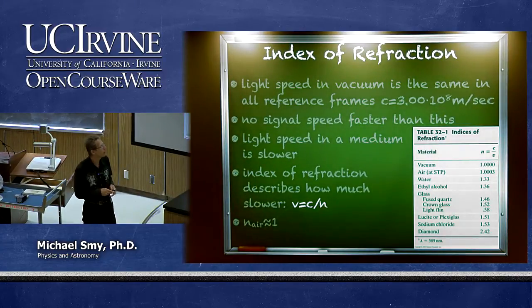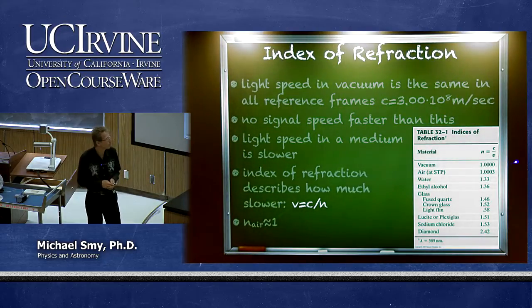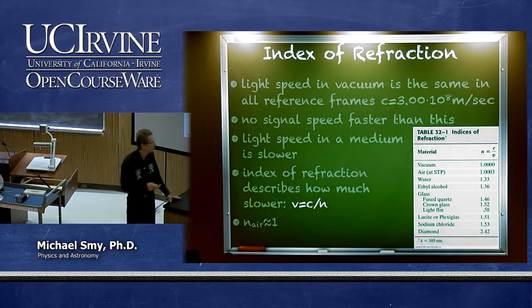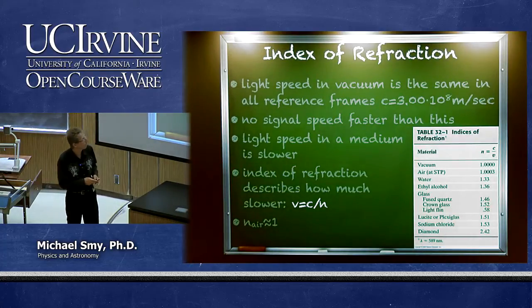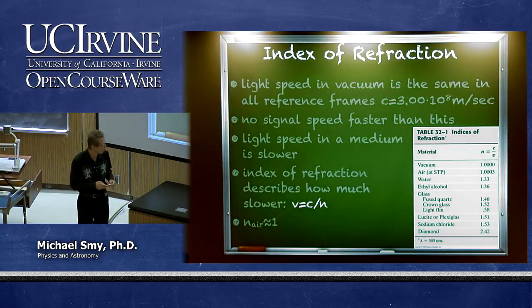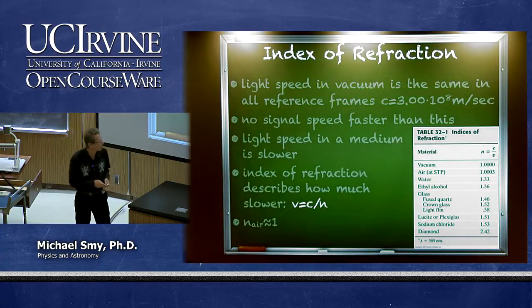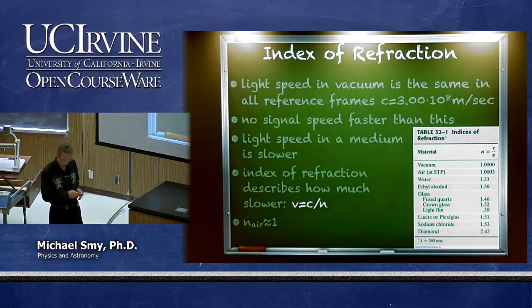And here's a table of index of refraction for various materials. So in vacuum, of course, by definition, it's exactly equal to 1. And you see that air is slightly bigger than 1, but to a good approximation, it's also 1. And then water is 1.33. Alcohol is 1.36. And one of the largest index of refractions that you can find is diamond with an index of refraction of 2.42. So the speed of light in diamond is much slower than in vacuum, more than a factor of 2 slower.